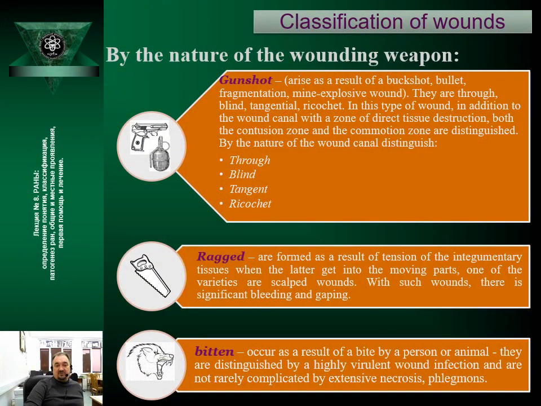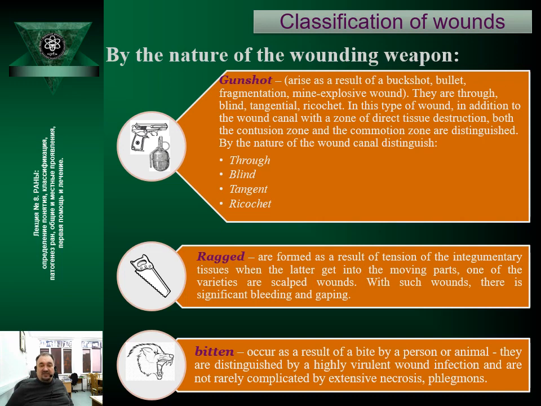The next item in the classification, I'll start from the bottom: the bitten wounds. Wounds arise as a result of a bite by an animal or a human, and in this case there are certain features. Most often the form of the wound can be ragged if the animals are large and massive, or if the animal is small and its teeth are small, the wounds may represent a kind of puncture wound. But there is a certain peculiarity in terms of infectious consequences or allergic effects of exposure.